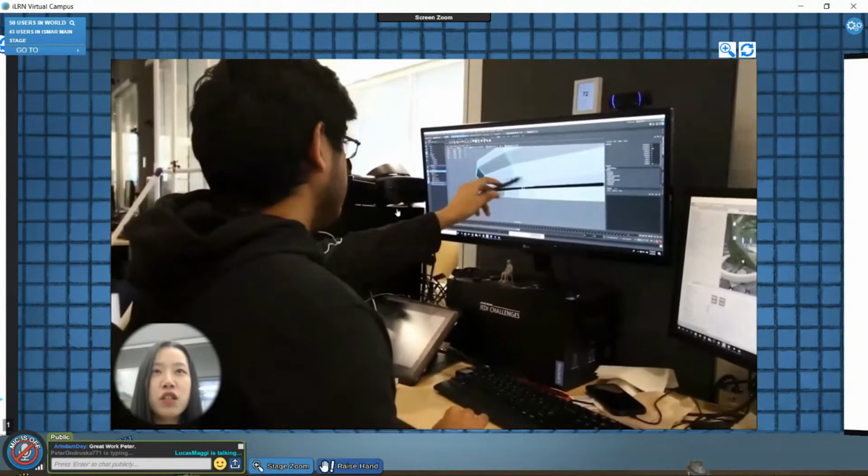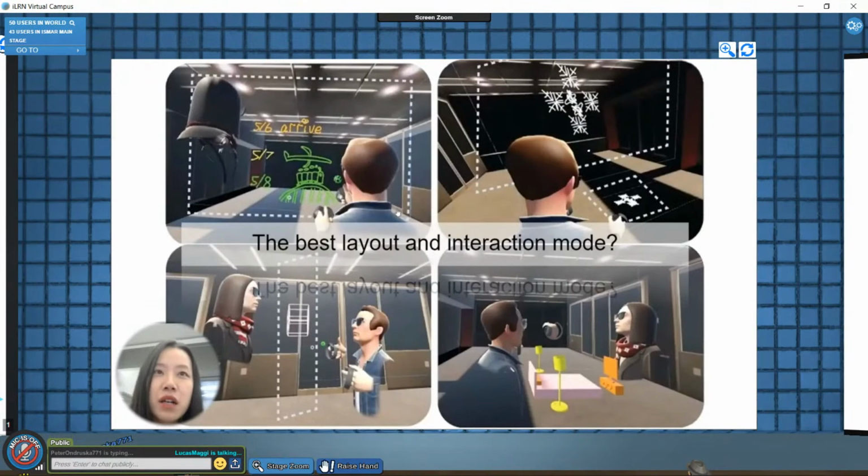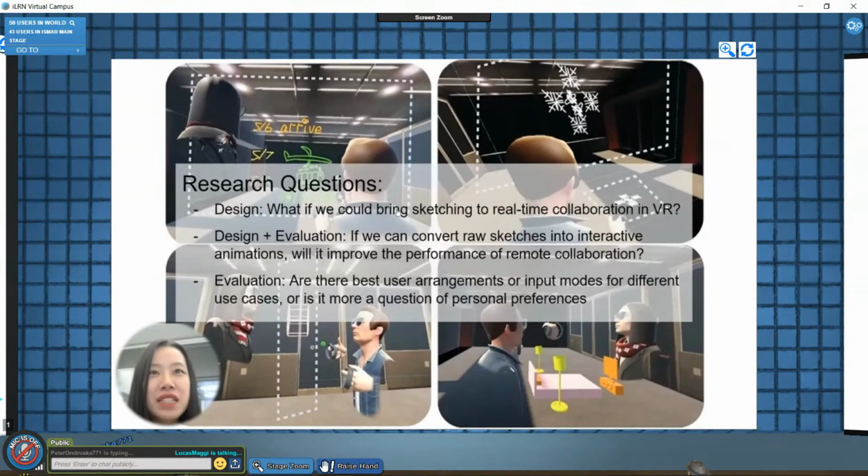We realized that sketching, one of the most natural and fun ways to express ourselves, has rarely been explored in collaborative VR. Additionally, it is an open question, what is the best layout and interactive mode for creative collaboration? We investigate the following research questions. What if we could bring sketching to real-time collaboration in virtual reality? If we can convert raw sketches into interactive animations, will it improve the performance of remote collaboration? Are there better user arrangements and input modes for different use cases? Or is it more a question of personal preferences?